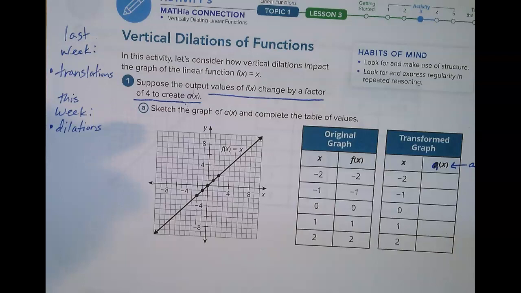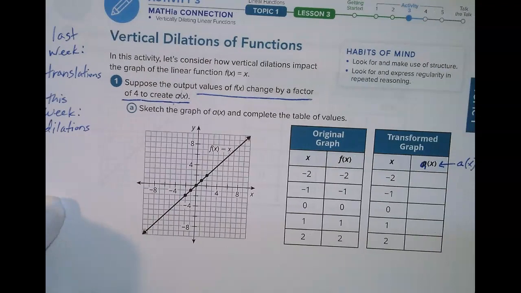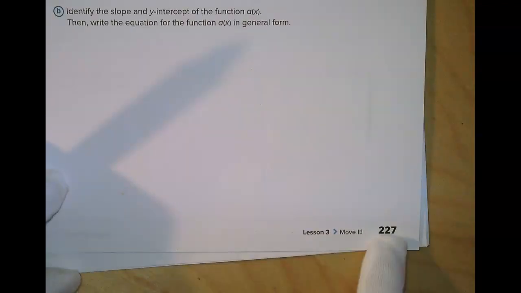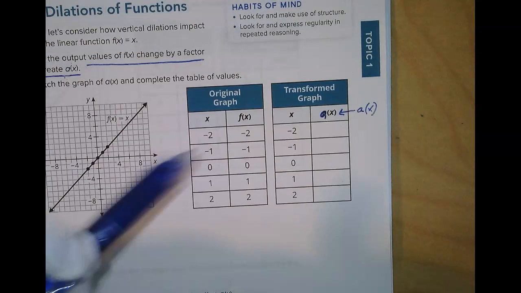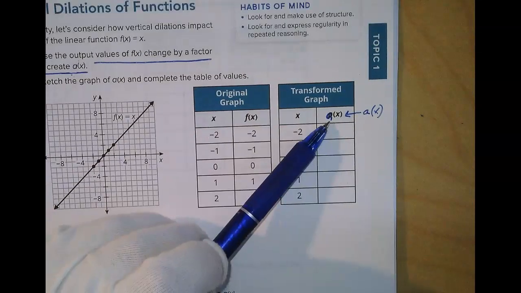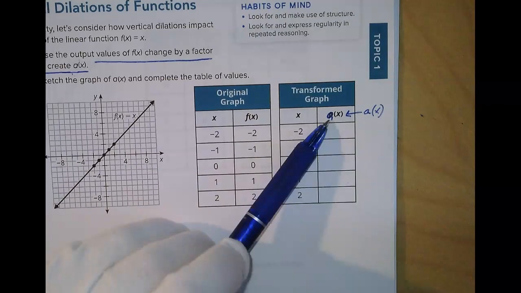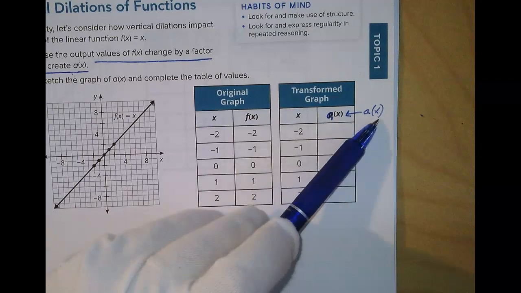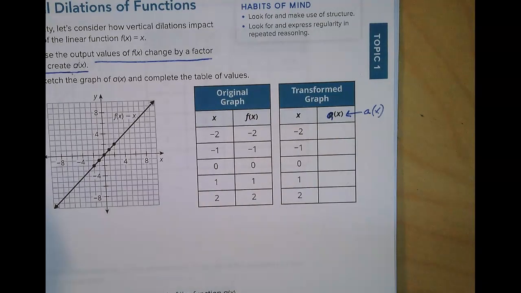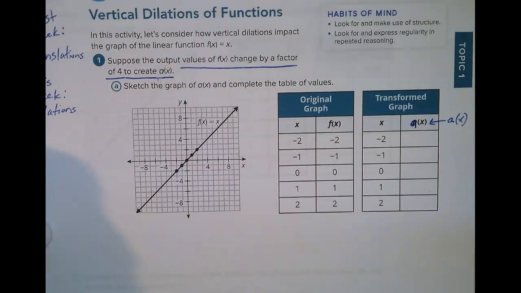So first of all, there is a small typo or an error on your paper in your book. On page 227, you'll want to go right here and change this from P to A. So on this table, this right here should say A of X, not P of X. All right, so let's get started.